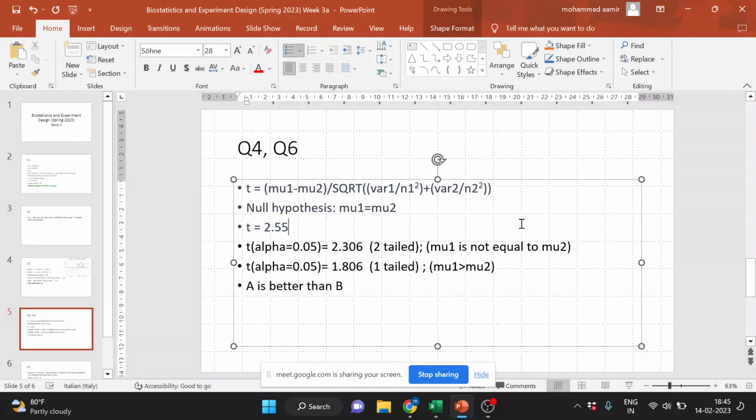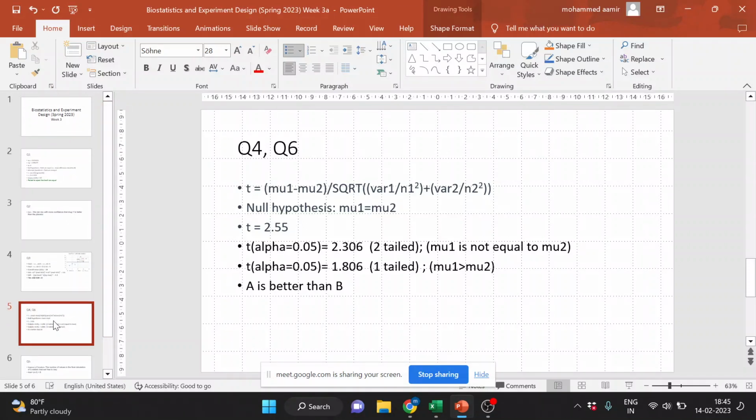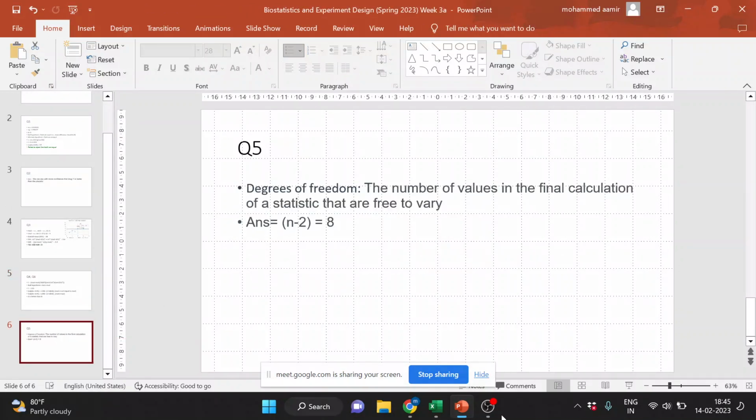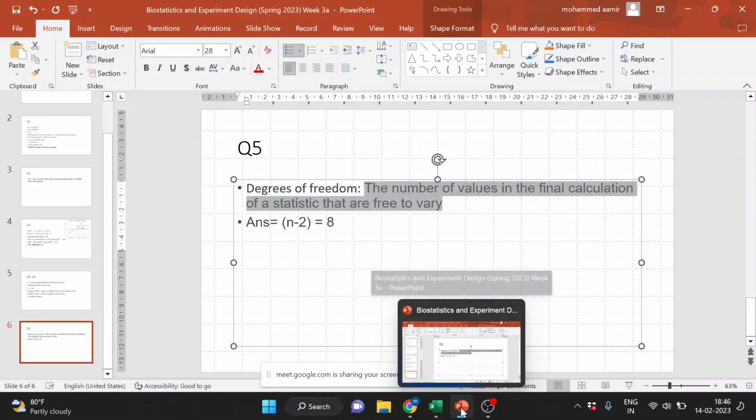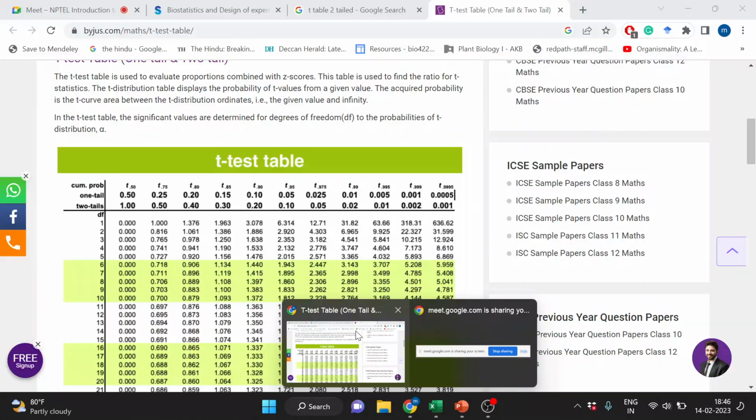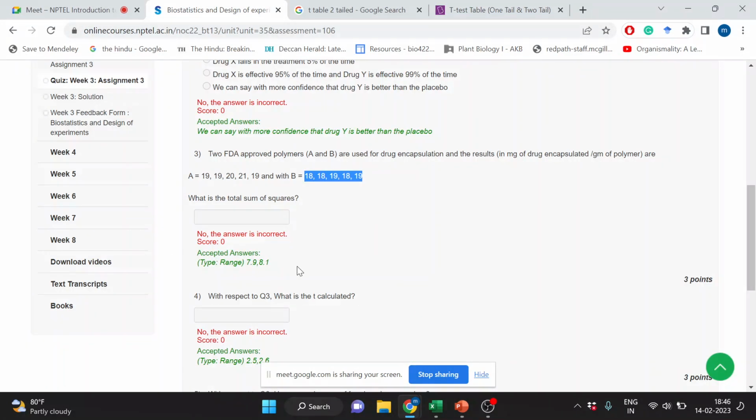Okay, sir. This is just formula substitution. Don't worry about that. What's the last question? Degrees of freedom. So degrees of freedom is the number of values in the final calculation that are free to vary. Just remember the definition I told you. That's the logic behind calculating degrees of freedom. I think that sort of covers it. Your assignment is also very similar to this. You just have different values.